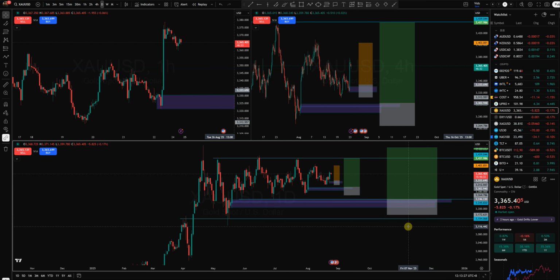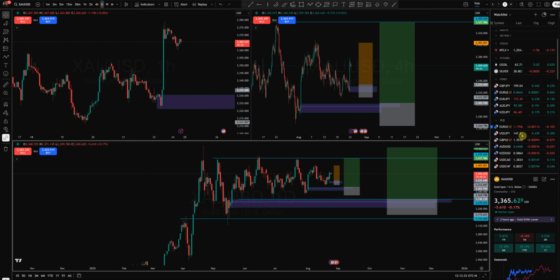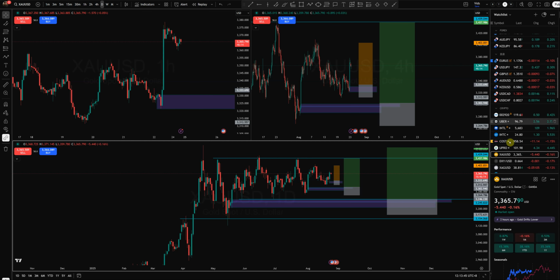We have analyzed 4 assets. Those are very typical and popular assets. What we did, we analyzed GBPJPY, we analyzed EURUSD, and USDJPY and gold. Right, so that's it for today's analysis.